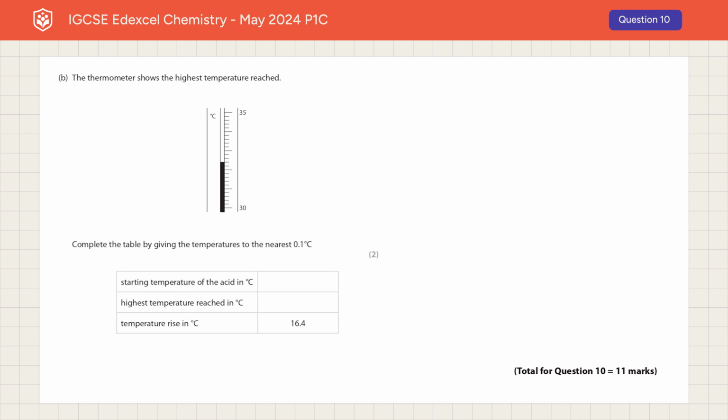The start temperature looks like 30.0 degrees Celsius. The highest temperature would be the start plus the rise. 30.0 plus 16.4 equals 46.4 degrees Celsius. So our table is start, 30.0 degrees Celsius, highest 46.4 degrees Celsius, rise 16.4 degrees Celsius.